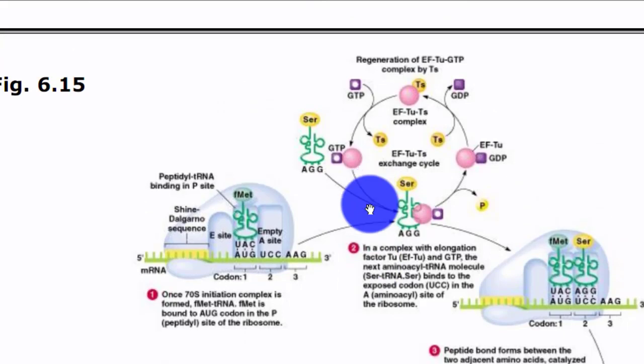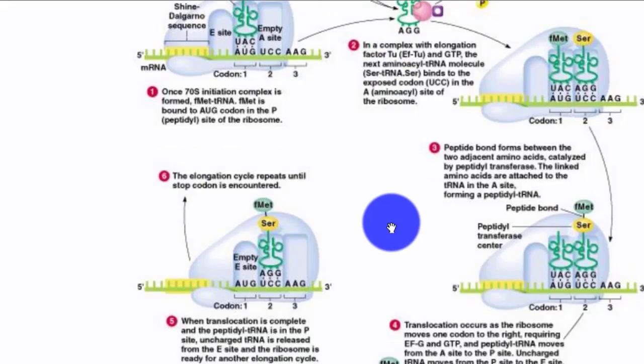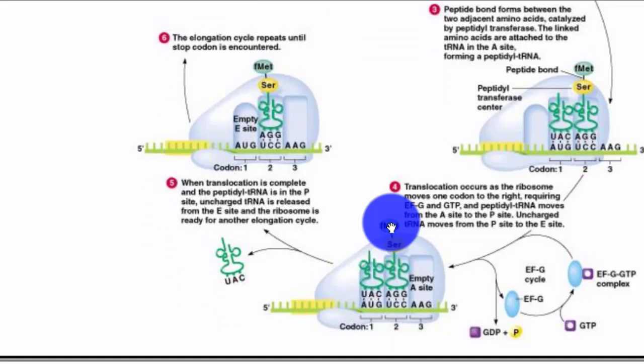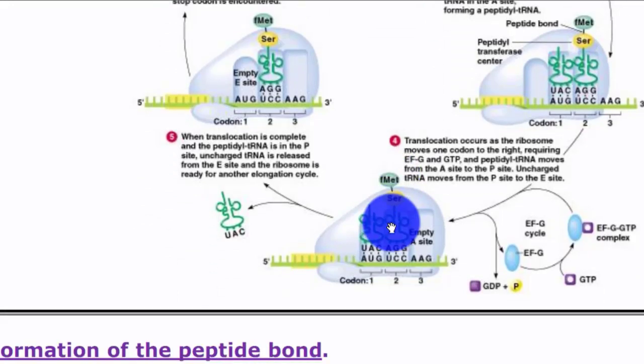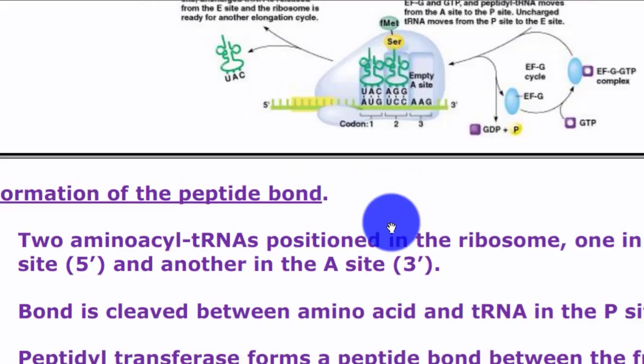First step, the 70S initiation complex is formed, and the complex with elongation factor and GTP brings in the next amino acid transfer RNA molecule. A peptide bond forms between the two adjacent amino acids. Translocation occurs. When translocation is complete and the peptidyl transfer RNA is in the P site, the uncharged transfer RNA is released from the A site, and the ribosome is ready for another elongation cycle.